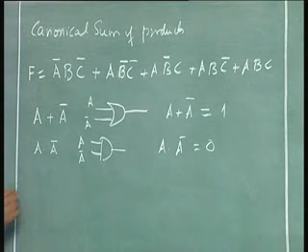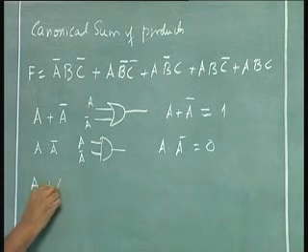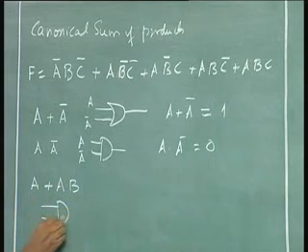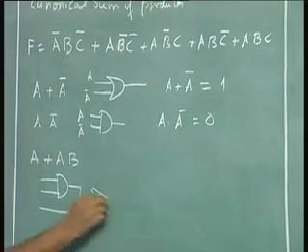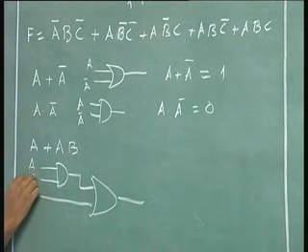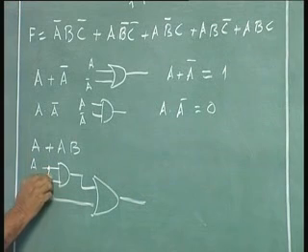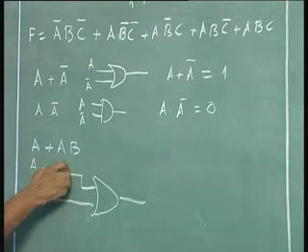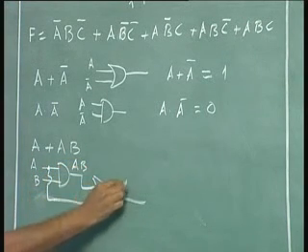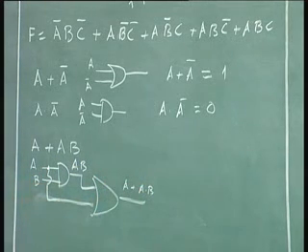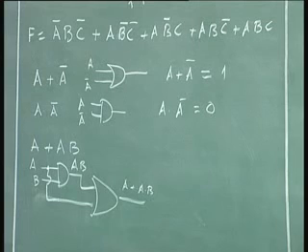For example, suppose I have A or AB. That means I have a gate with AB as input, fed into an OR gate. This is A and B, and this is A or A and B. Now let us use Boolean algebra. A or AB.